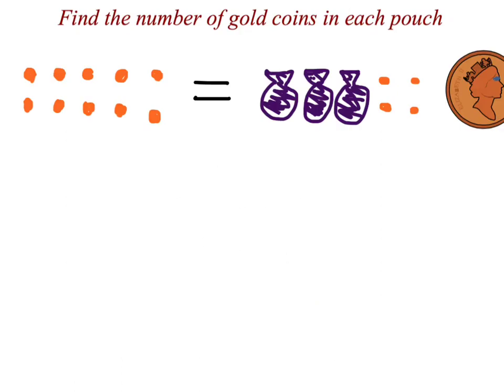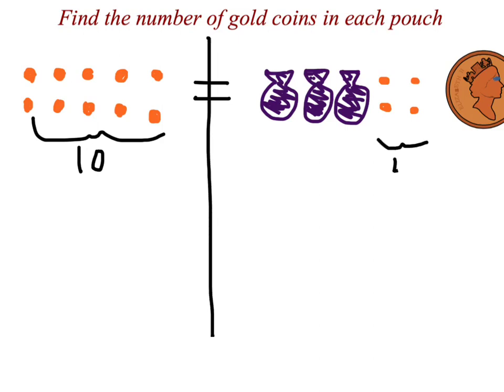Using the previous example, let's figure out how many gold coins are in each pouch. We already identified that there are 10 gold coins on the left side of the equation and 4 coins just sitting out on the right side of the equation. So what I'm going to do is cross out 1, 2, 3, 4 coins on the right side, 1, 2, 3, 4 coins on the left side. So what I'm doing is I'm maintaining equality by subtracting 4 from this side and then also subtracting 4 from that side.